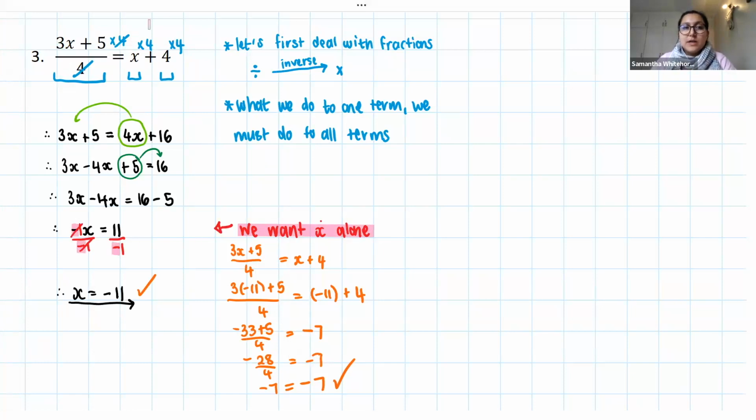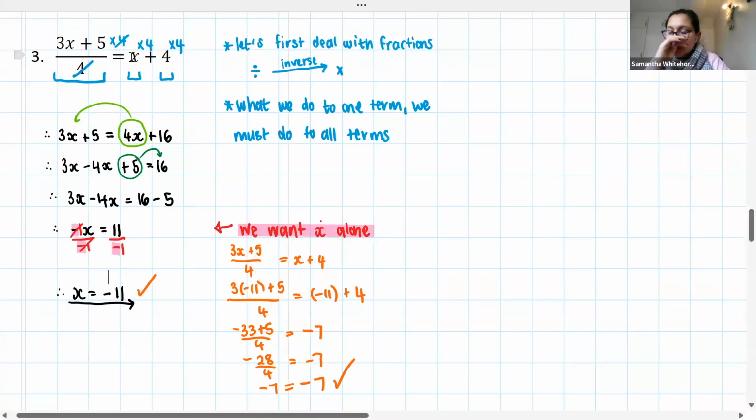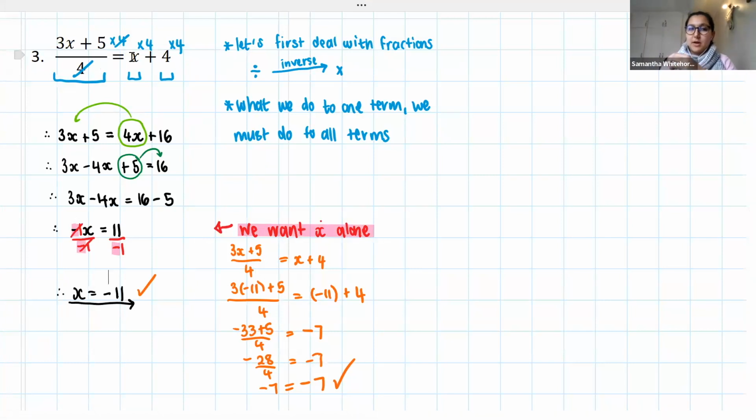All right, guys, any questions about this one with the fraction, please raise your hand and ask. Remember, you can always put on the chat as well. Otherwise, you're going to try one by yourselves now.